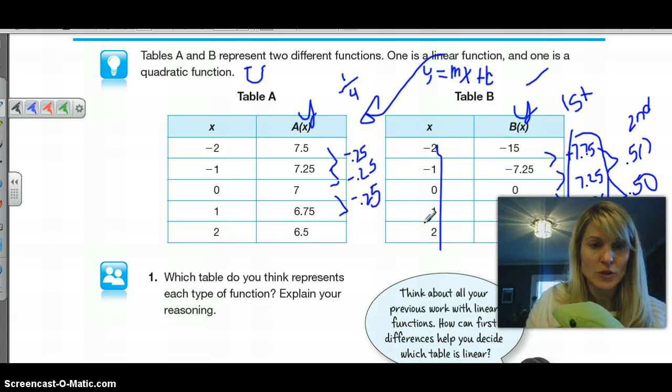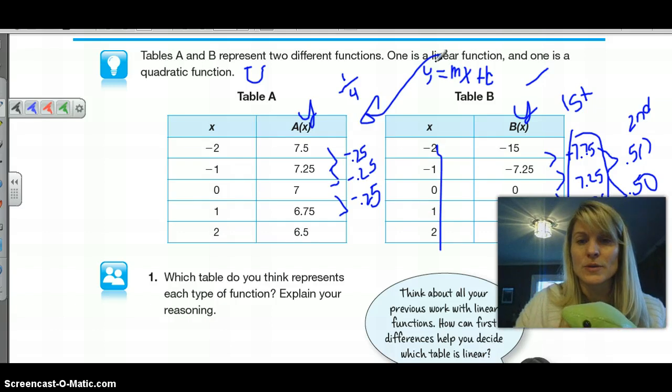Okay, so make sure you took good notes on that. Make sure that you understand linear is the differences are the same because of its slope. The slope has to rise and run at the same rate. However, with a quadratic, the second differences must be the same.